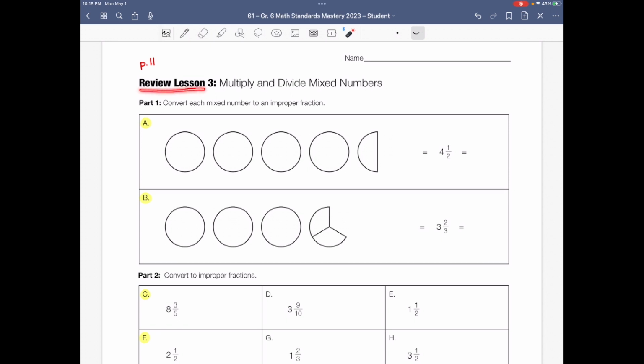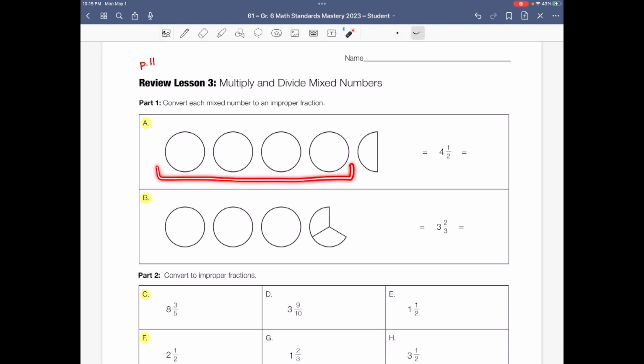This is review lesson 3, multiply and divide mixed numbers, and this is found on page 11. Part 1, convert each mixed number to an improper fraction. So in box A, notice that we have mixed numbers.